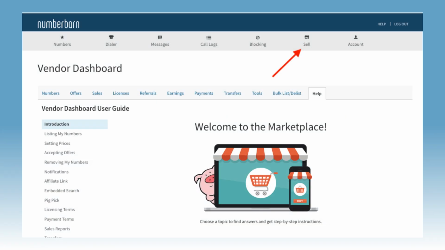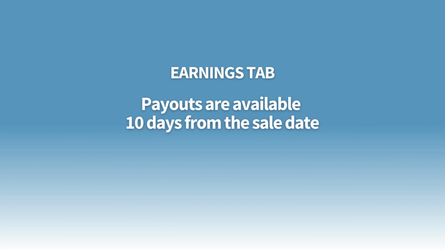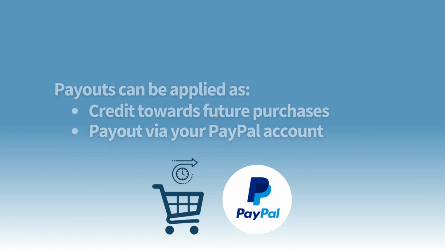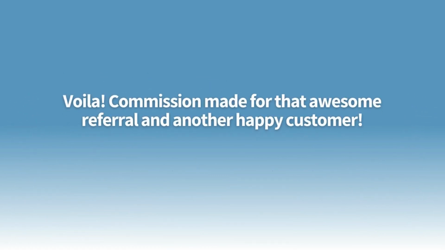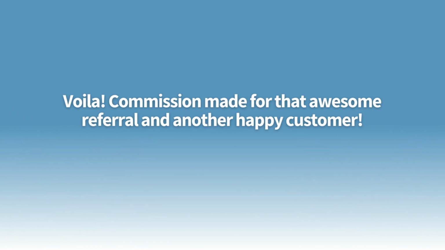To view this transaction, go to your vendor dashboard. Select Sell, then Referrals. There you will see the number purchased, the price, the commission earned, and the status of your earnings. Payouts are available under the Earnings tab 10 days from the sale date and can be applied to your account as a credit to use towards future purchases or payout via your PayPal account. Voila! Commission made for that awesome referral, and another happy customer walks away with a snazzy new number.